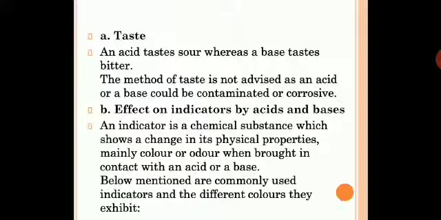So the sense of smelling or visibility, the color change, will help us to know whether a substance is an acid or a base. For that we need to have some knowledge of the color changes. So let us see now. Below are commonly used indicators and the different colors they exhibit.